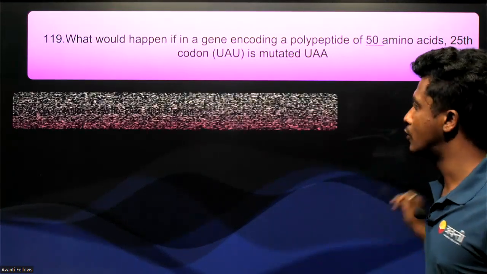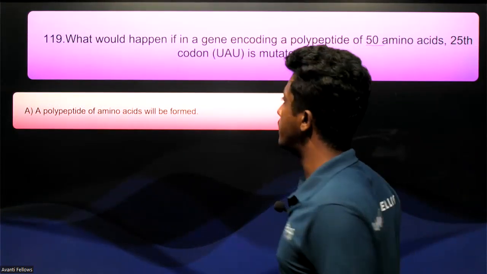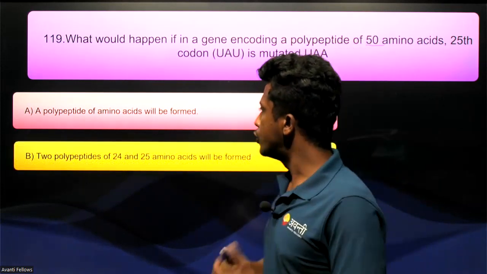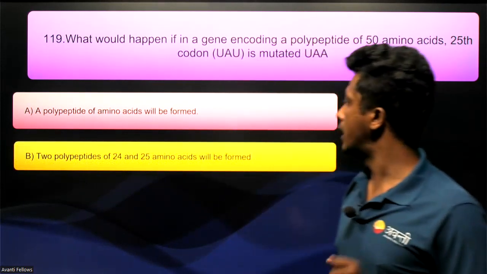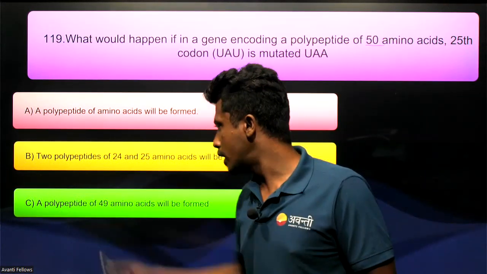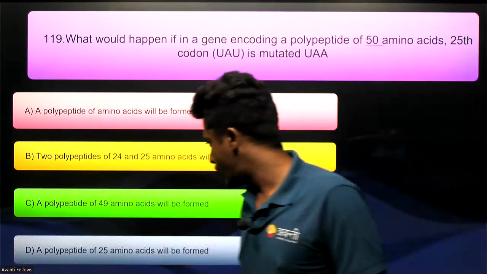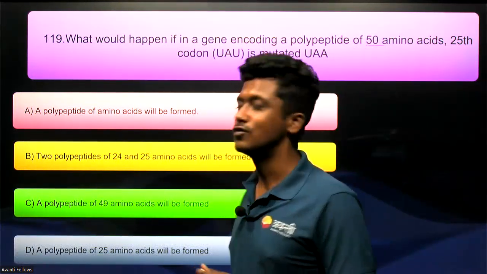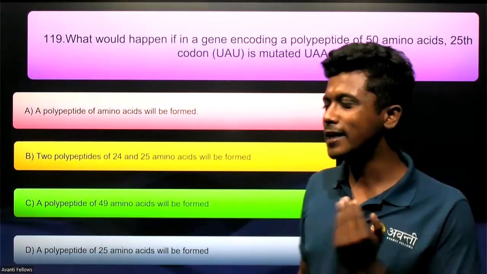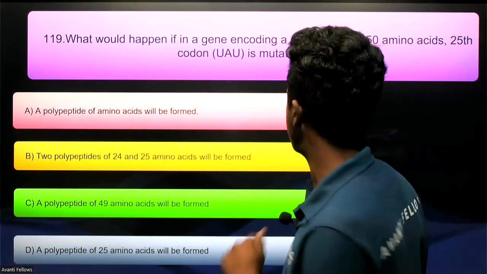Very interesting question. Our options are: a polypeptide of 50 amino acids will be formed; two polypeptides of 24 and 25 amino acids will be formed; a polypeptide of 49 amino acids will be formed; and finally, a polypeptide of 25 amino acids will be formed. This is a very close question because most of you can get it wrong. We just have to stick to the basics.